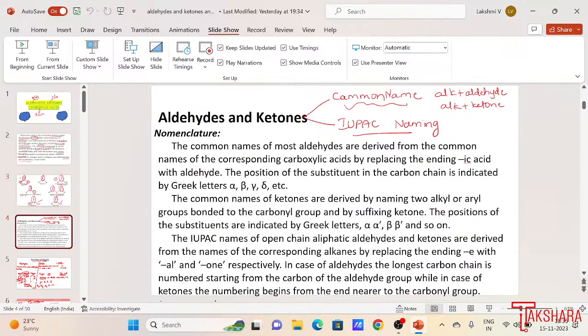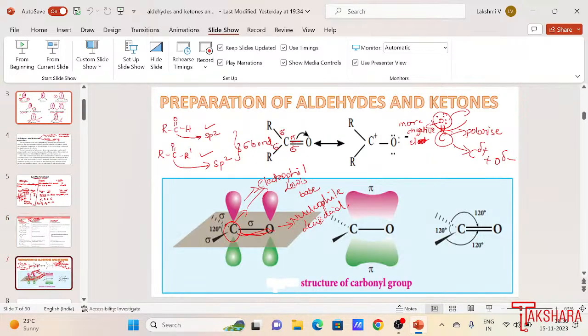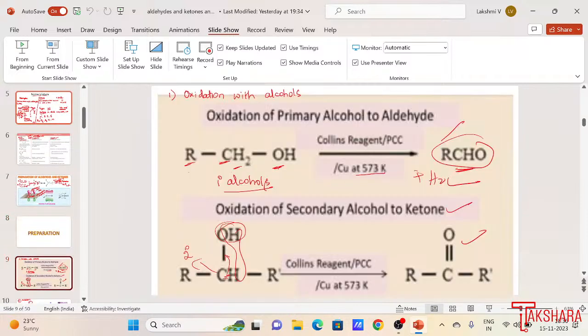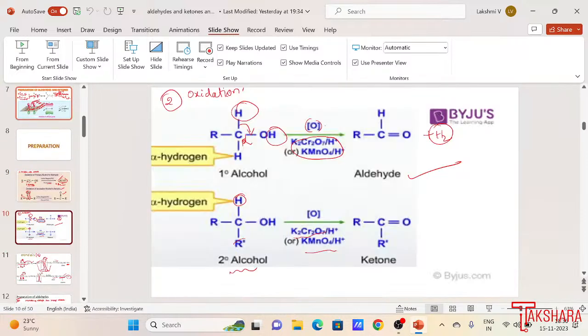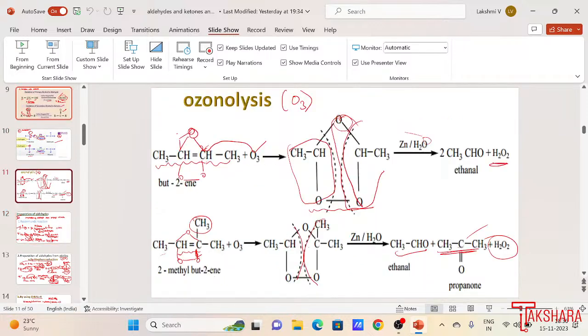Then next, we discussed already the nomenclature of both aldehydes as well as ketones, and for that we discussed a few examples also, and also we discussed the preparation of aldehydes and ketones. First, the oxidation reaction with alcohols, that is, oxidation of the primary alcohol and secondary alcohol for the preparation of aldehydes and ketones. Then ozonolysis, that is, addition of ozone to the alkene, so we will get the product as aldehyde and ketone.